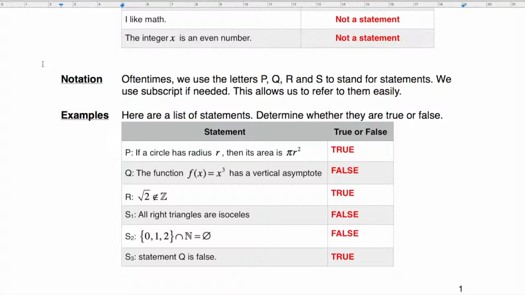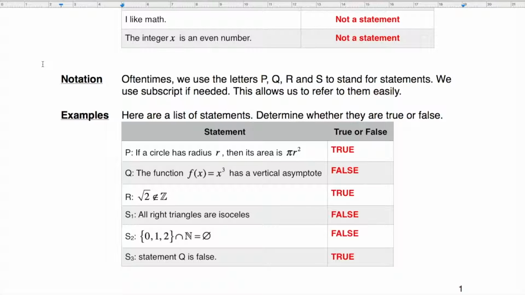Here are a few more examples where we will give names to each of the statements. So notation. Oftentimes we use the letters P, Q, R, and S to stand for statements. We use subscript if needed. This allows us to refer to them easily. Statement P. If a circle has radius r, then its area is pi r squared. We all know this is true. It's a true statement.